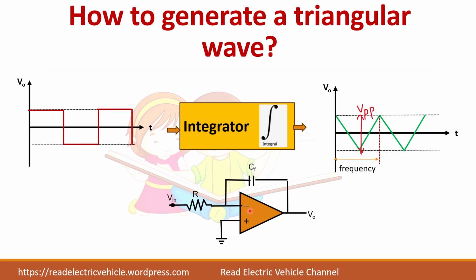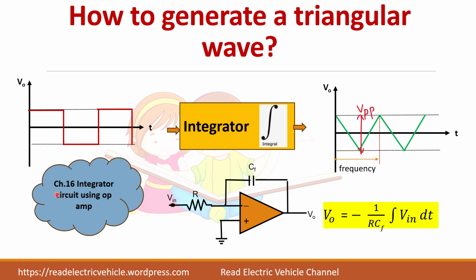So using op-amp, we can easily design an integrator, and the output of this integrator is given by minus 1 by RCF integral of V in into dt. So this is the input voltage. Whatever I give here, this is a square waveform. If I give it here, I will get the triangular waveform as the output. The detailed explanation of this integrator circuit is available in chapter 16. I have given the link in the description.